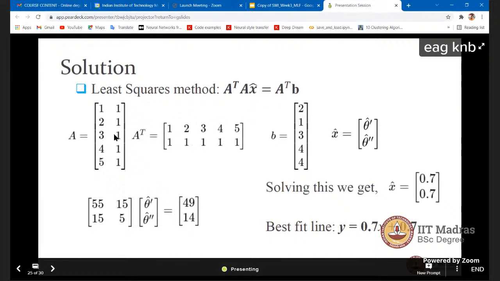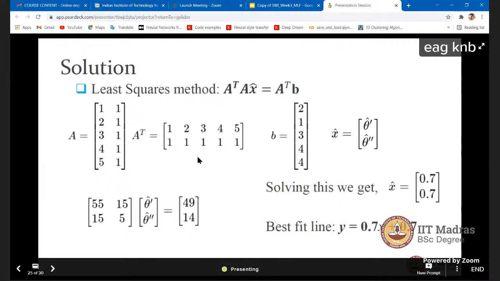Multiplying A transpose with A, you will get this matrix 55, 15, 15 and 5. You can try. If you multiply this A transpose with A, you will get 1, 2, 3, 4, 5 multiplied with 1, 2, 3, 4, 5 as your first element. That is 55. And 1, 2, 3, 4, 5 multiplied with this second column will give you 15.